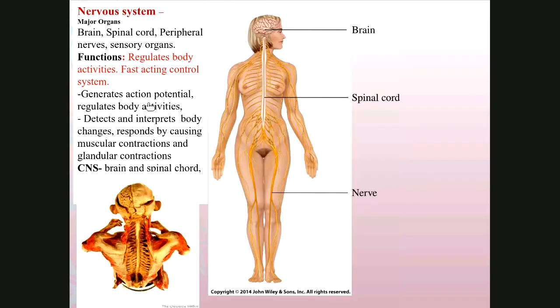The nervous system will be a fun chapter. We're going to talk about the difference between the central nervous system and the peripheral nervous system. The central nervous system includes the brain and the spinal cord, and the peripheral nervous system includes everything else outside of that. The functions: it regulates body activities, generates action potentials, and is also important for detecting and interpreting the external environment and the internal environment.